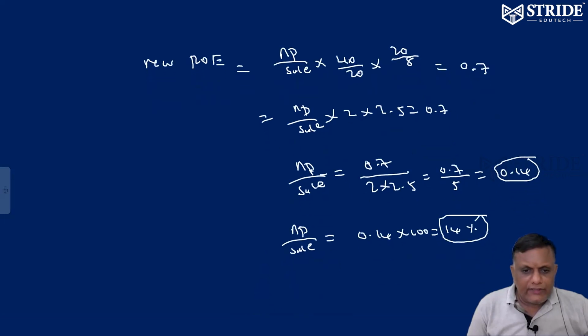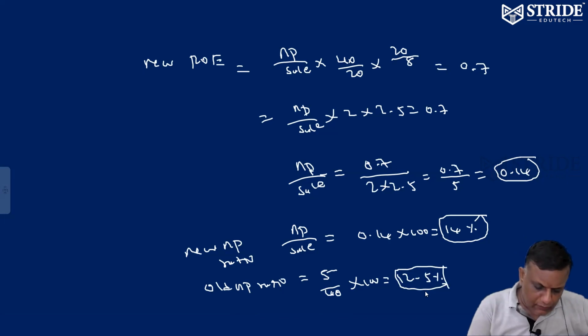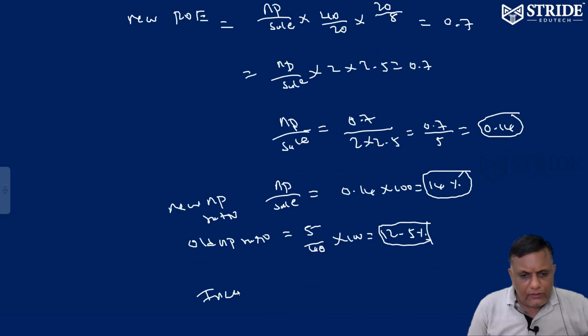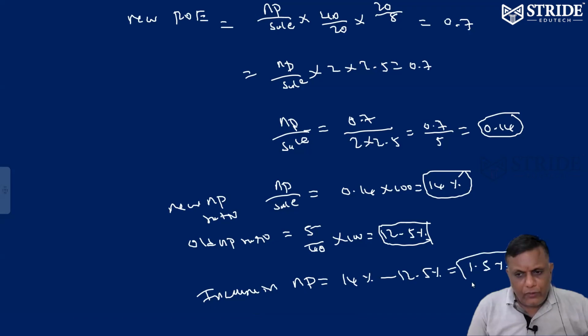Now, this is the new net profit ratio, NP ratio. The old NP ratio is 5 by 40, 5 by 40 into 100, that is equal to 12.5%. Now, what is the increase in NP? It is 14% minus 12.5%, that is equal to 1.5. Automatically, it's going to change by 1.5.